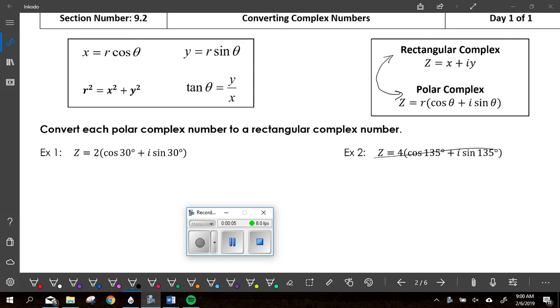Here we go. We are converting back and forth from polar complex to rectangular complex. This is super easy. All right. These are the two different forms of complex numbers.